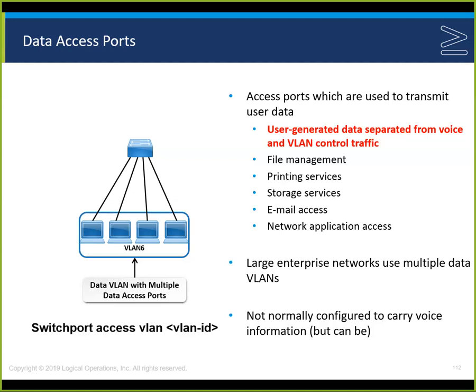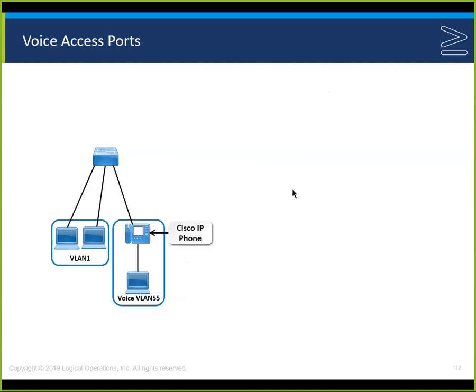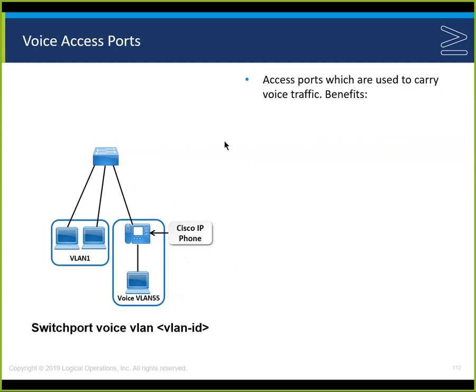Normally, we're not going to put our phones on the data VLAN. You can, but generally, and if you think about it logically, we want to create a voice VLAN so that the phone traffic is separate from everything else. Besides, now we can have a higher priority VLAN, and phones will in fact assign themselves a higher priority than the data traffic. The voice access ports are used to carry voice traffic.